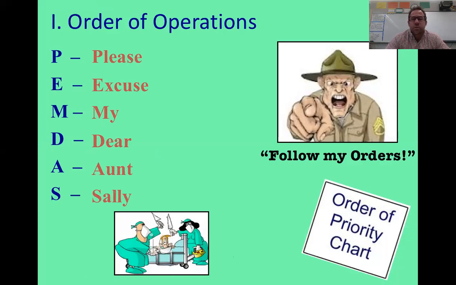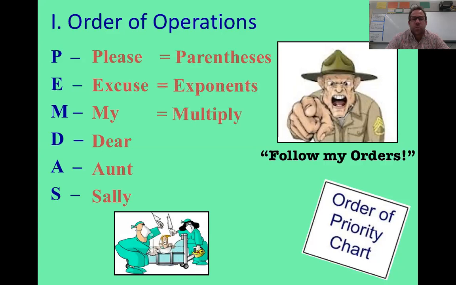And what do those actually stand for? So the P, the please, the P stands for parentheses. The E stands for exponents. The M is multiply. The D is divide. The A is addition or add. And the S is subtraction or subtract. Please excuse my dear Aunt Sally. Now, this is the order that we typically want to simplify expressions. We'll do some examples here in a few minutes.